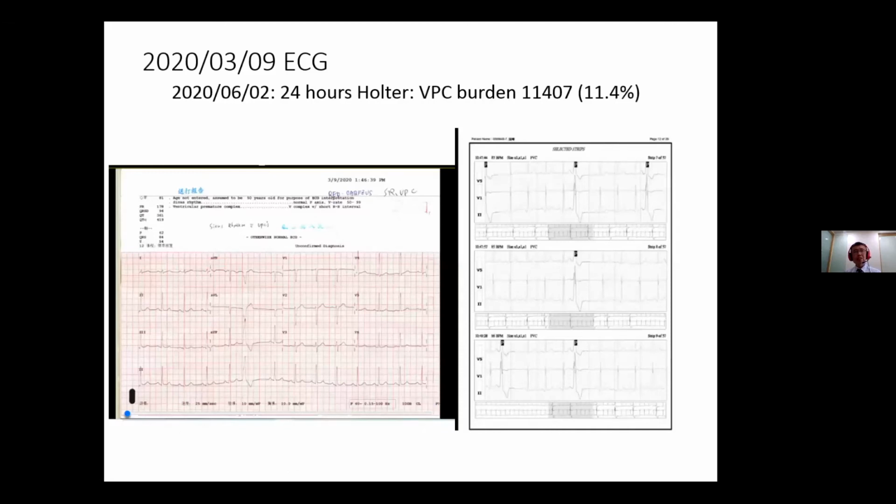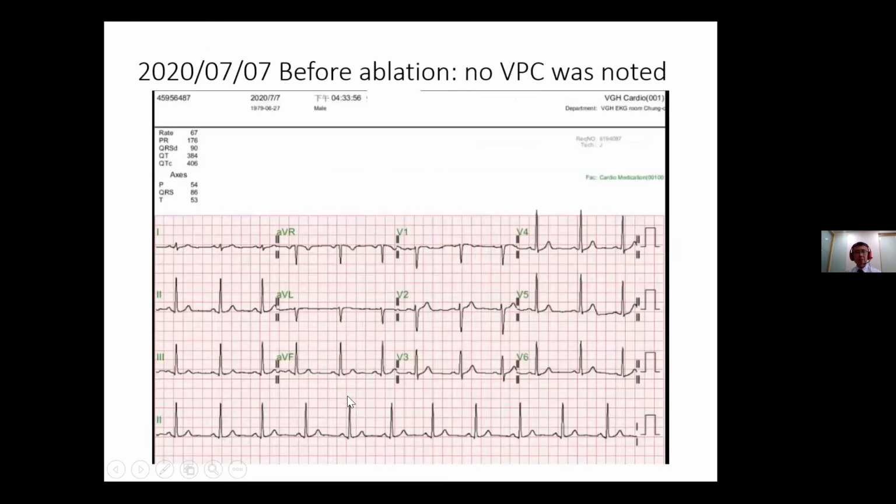Unfortunately, the patient relapsed. Maybe I cannot say relapse. I should not say relapse because we did not totally eliminate it. The Holter monitoring in this journal shows that there was still 11% PVC. This is a surface EKG, but I think this one doesn't capture the 12 leads, only limited leads. When the patient re-entered the EP lab this July, before ablation, again, there was very limited PVC.